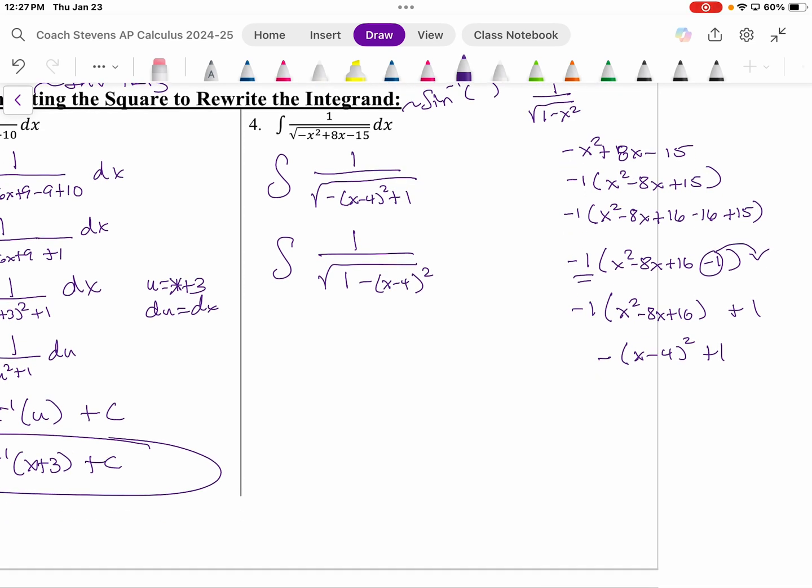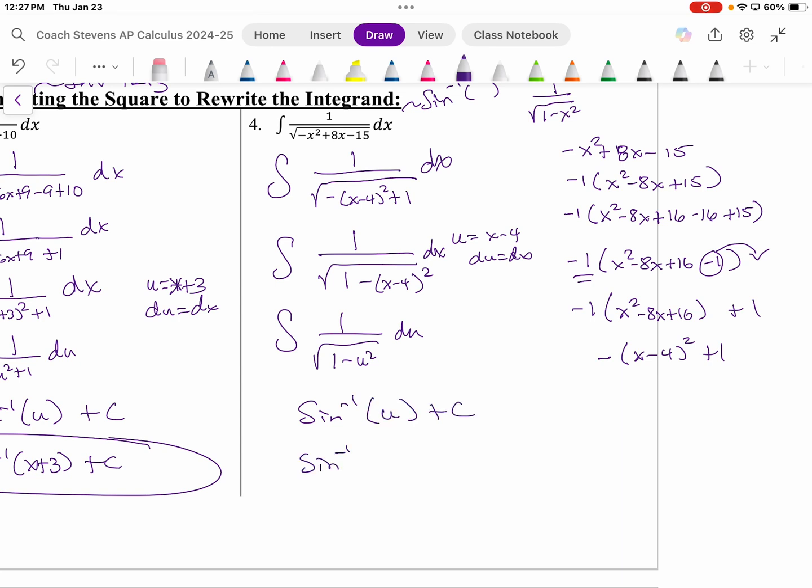And then again, this is where if you want to do u substitution, u equals x minus 4, du equals dx. So there's a dx there, there's a dx there. So it's the integral of 1 over the square root of 1 minus u squared du. And then now we would say that is arc sine of whatever u is plus c. And so arc sine of x minus 4 plus c.